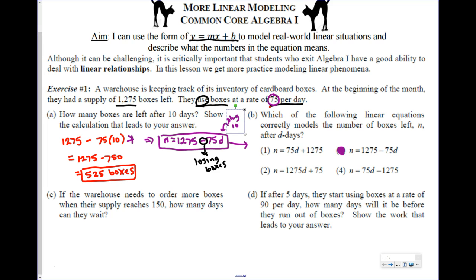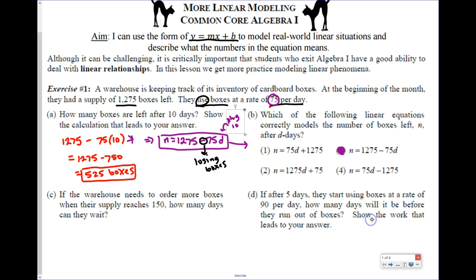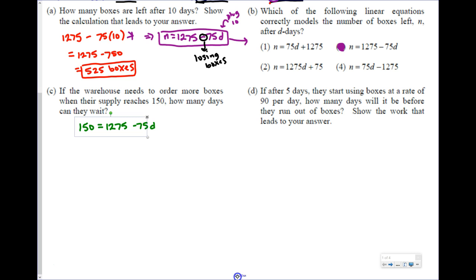C. If the warehouse needs to order more boxes when their supply reaches 150, how many days can they wait? So this warehouse is saying, look, when we get down to 150 boxes, that's when we have to order more. So we're basically saying, let's figure out how many days that's going to take. So now I'm going to set my equation equal to 150 and try to figure out how many days that takes, minus 75D.